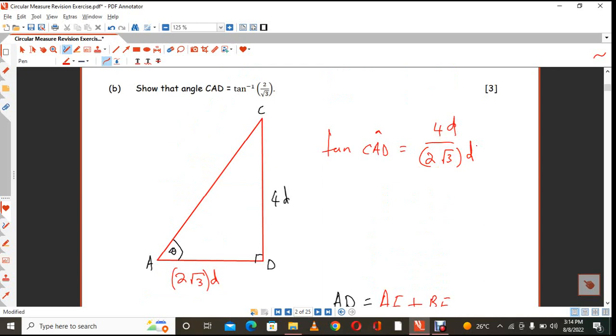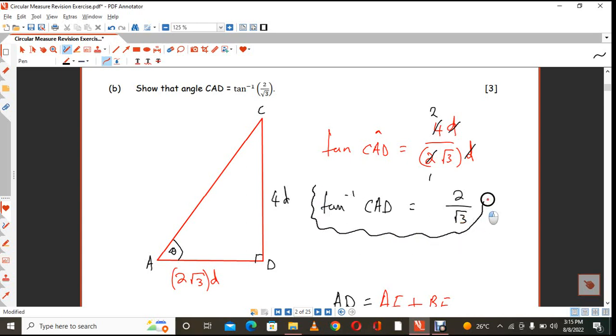I think we can simplify this a bit. If you simplify, you will realize that the D's cancel, and 2 goes into itself 1 time and into 4 two times. So at the end of the day, the inverse tangent of that angle will be 2 over root 3. And surely this is what we were supposed to prove, as you can see from that.